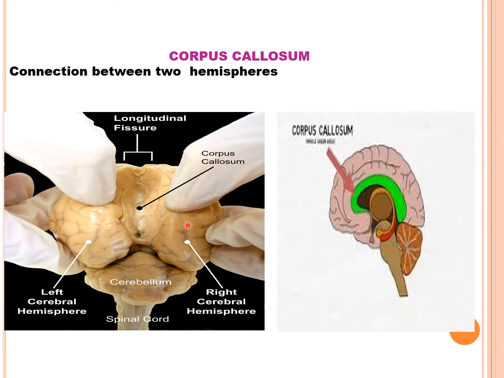The two cerebral hemispheres are connected by a tract of nerve fibers, and this portion which connects the two cerebral hemispheres is called the corpus callosum. So this is the corpus callosum. The corpus callosum connects the left and the right cerebral hemispheres. The main function of corpus callosum is to facilitate communication between the two cerebral hemispheres.